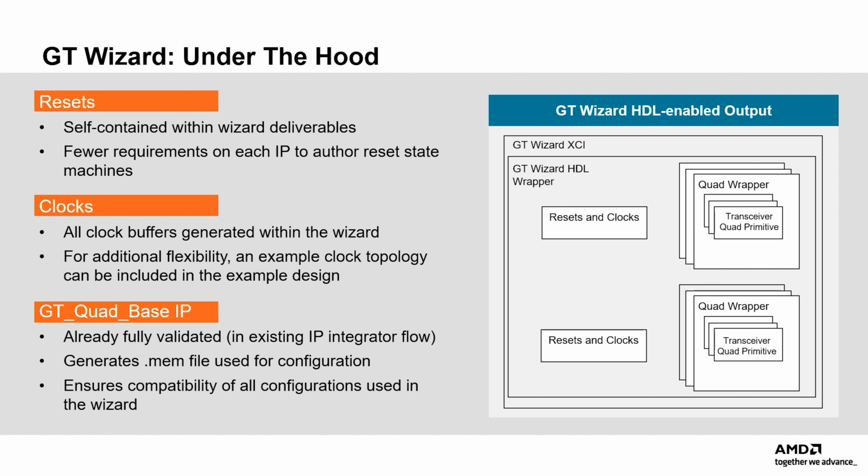Underneath the wrapper is the fully validated GT Quadbase primitive. The whole RTL integration part makes the IP easy to understand, read, and modify. The RTL wrapper generates the .mem file for configuration and ensures the compatibility of all the configurations used in the wizard. With RTL implementation, all subblocks of the IP can be opened and reviewed.